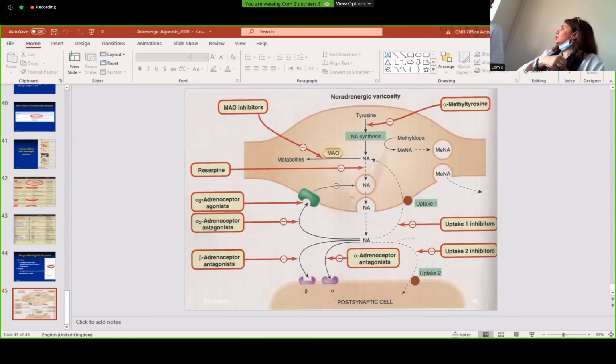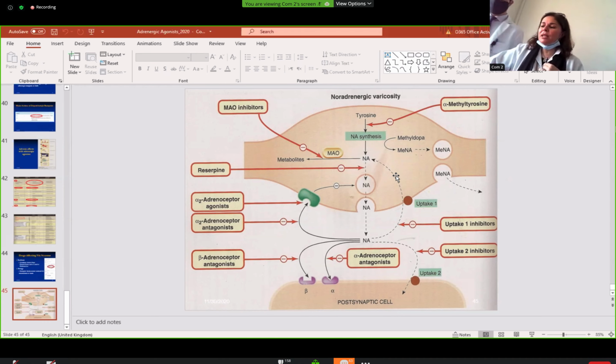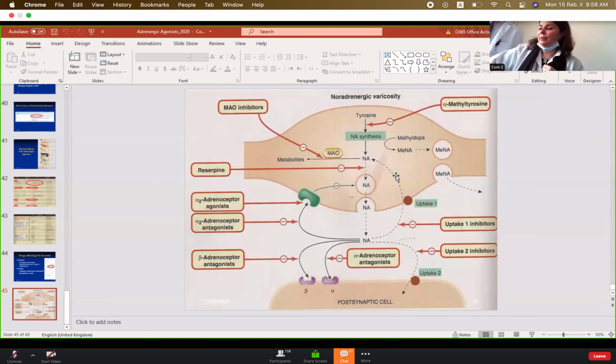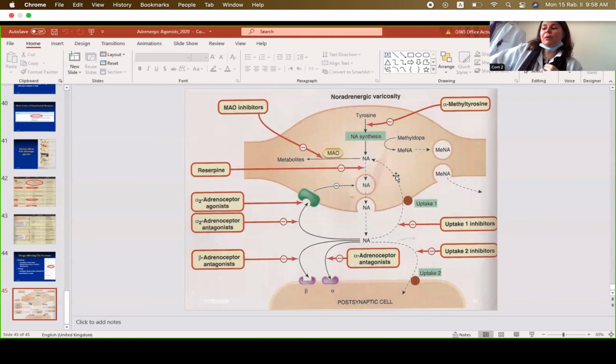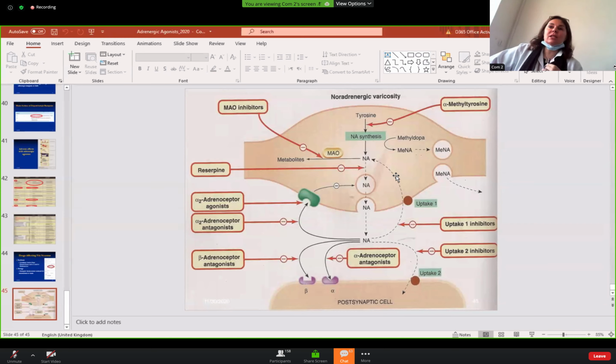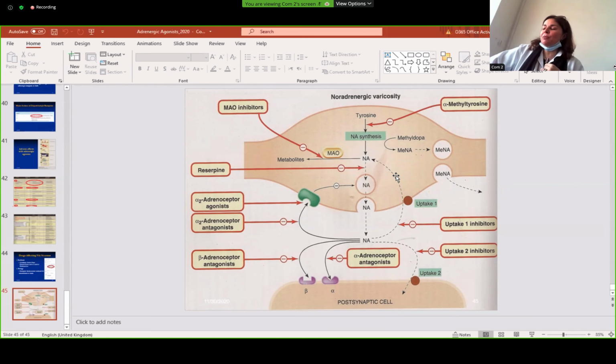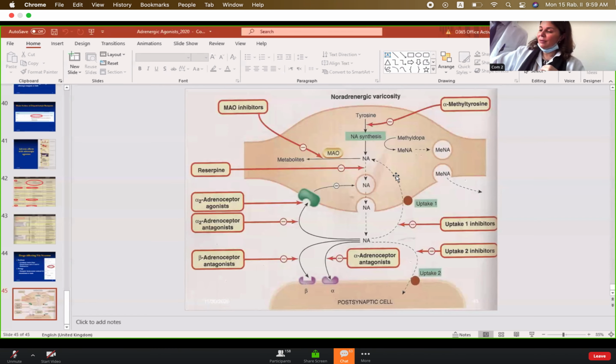What else? What will happen when you give an asthmatic patient a non-selective beta blocker? Can somebody answer? What will happen when you give an asthmatic patient a non-selective beta blocker? We already mentioned it. Did I mention it or not?